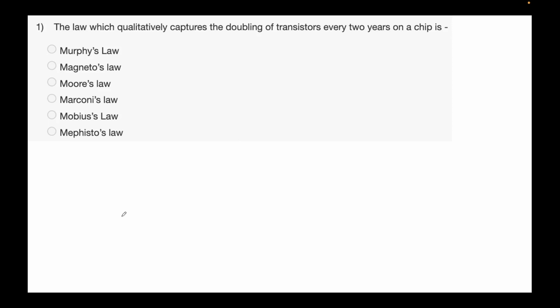Up until now, all the discussion that we had in MOSCAP as well as in MOSFET, right? We had something. Okay, we'll come to that later.